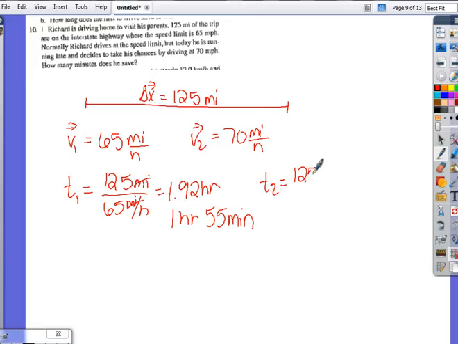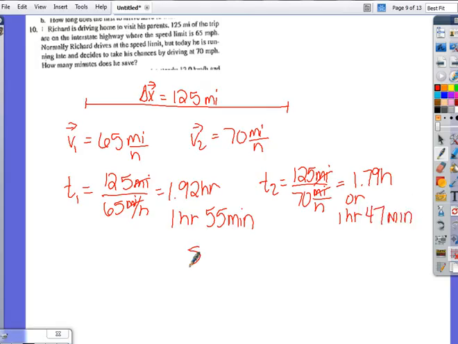T2 is going to be 125 miles over 70 miles per hour. Now there are multiple ways of doing this, so don't get bogged down. This is 1.79 hours or 1 hour and 47 minutes. When you look at this, you should save about 8 minutes.